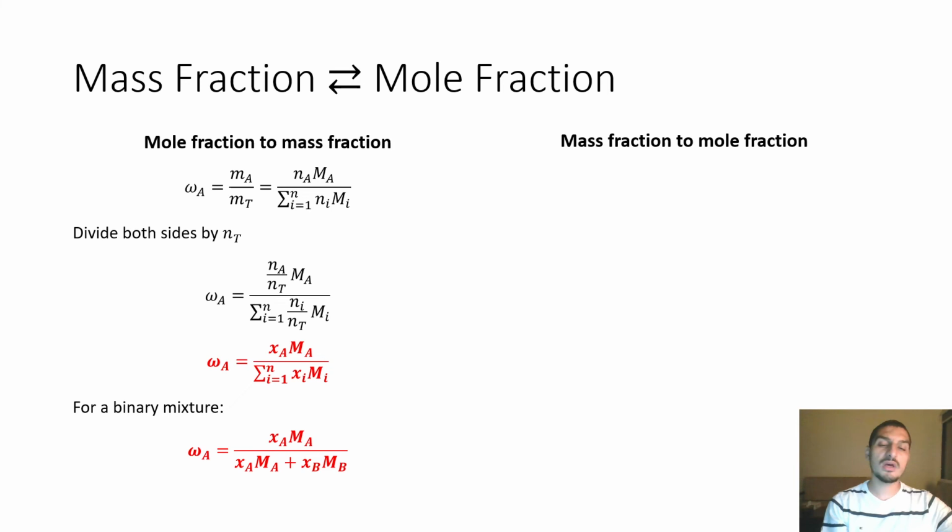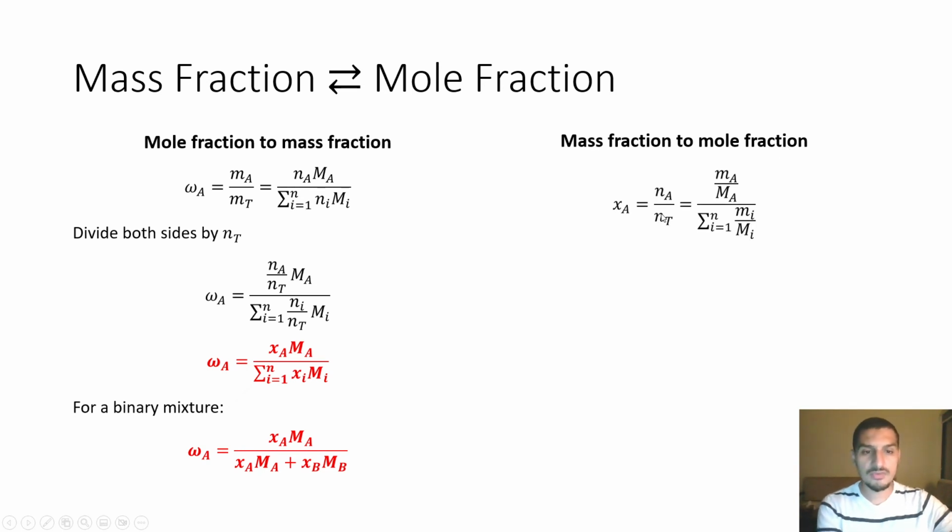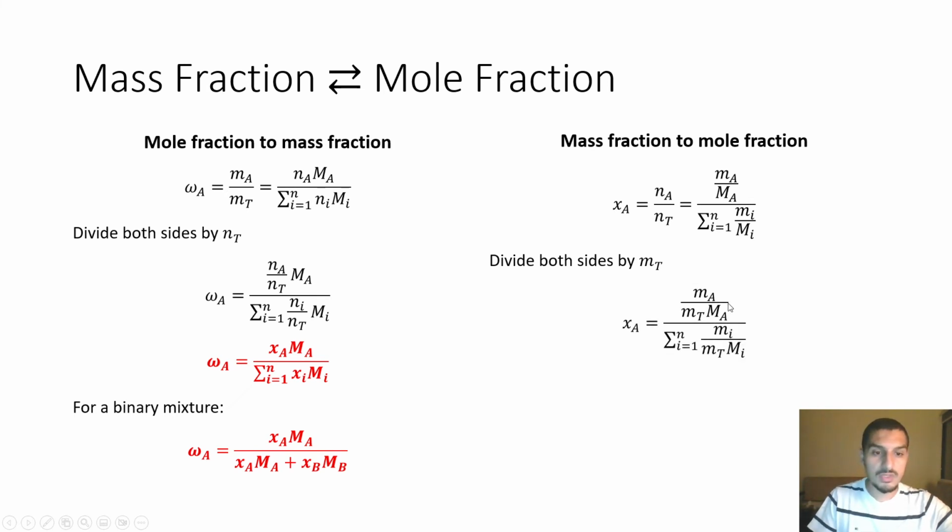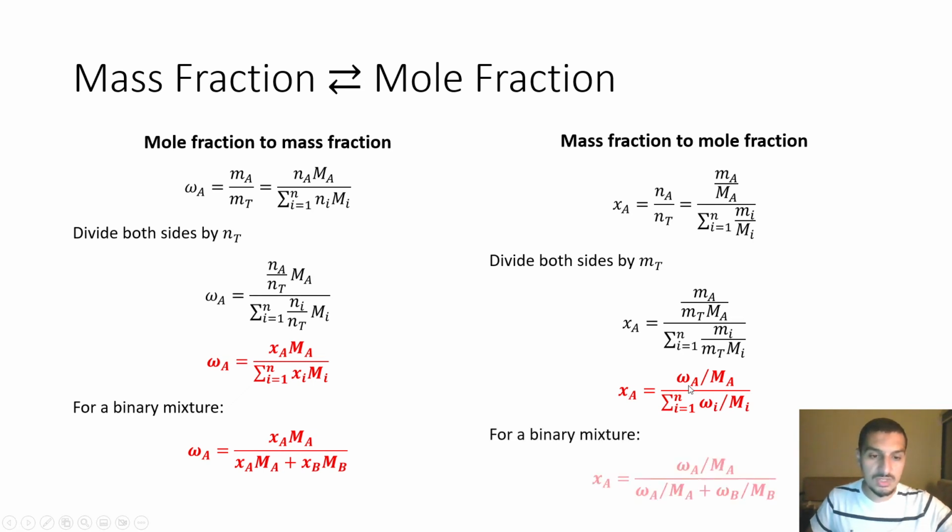For the other way, if I have mass fraction and I want to get mole fraction, I start with the definition of mole fraction, which is n divided by n total, and I use the definition of the number of moles, which is mass divided by molecular weight, and I divide both up and down by m total, which will be this shape. And this m over m total equals omega A, which is the mass fraction. So I can now get the mole fraction as a function of mass fraction, and I can apply this for a binary mixture. It's going to be as you see here. So again, it's a simple piece of cake.